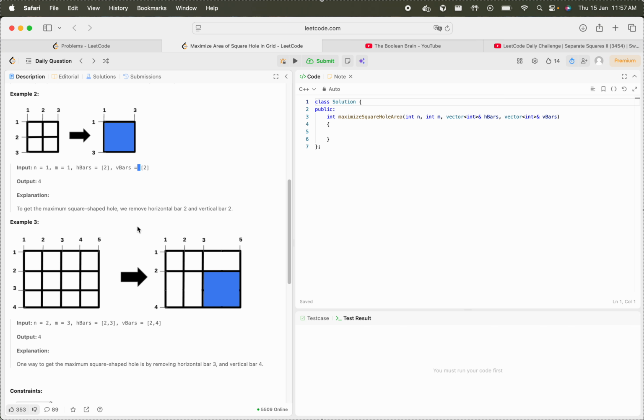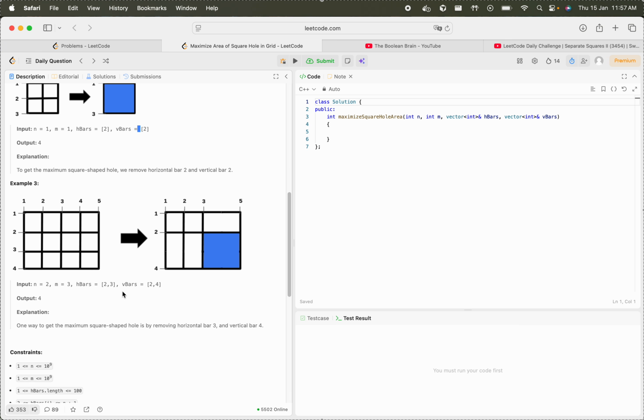Now, if you carefully observe in this case, we have hBars of 2, 3 and vBars of 2, 4. So 2, 3 are the hBars, this 2 and this 3. And the verticals are this 2 and this 4. If you carefully notice in vBars, there is no mention of 3. It means the third bar is fixed. We can remove either 2 or 4.